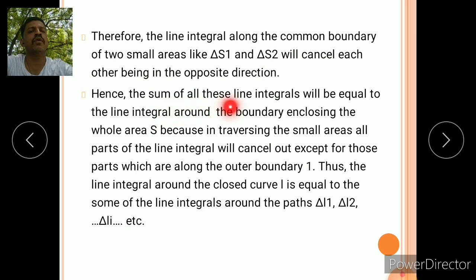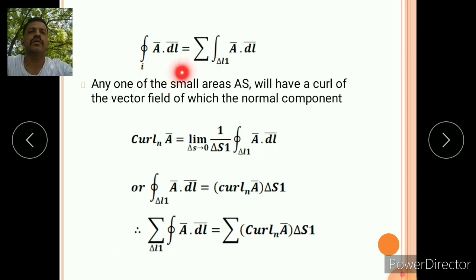Hence, the sum of all these line integrals will be equal to the line integral around the boundary enclosing the whole area S, because in traversing the small areas, all parts of the line integral will cancel out except those parts which are along the outer boundary L. Thus, the line integral around the closed curve L is equal to the sum of the line integrals around the paths delta L1, delta L2, delta Li, etc. Therefore, ∮ A · dl equals the summation of ∮ A · dl over the small paths.